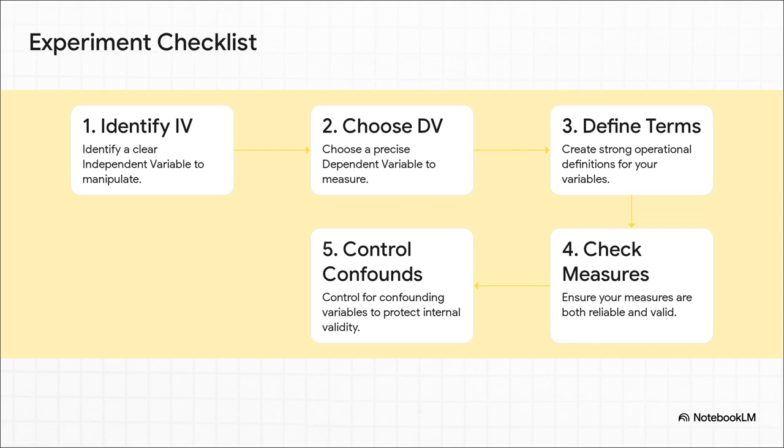3. Create strong, concrete operational definitions. 4. Make sure your measures are both reliable and valid. And 5, and this is a big one, control for those sneaky confounding variables to protect your internal validity. This is the recipe for an experiment that can actually tell you something real about cause and effect.